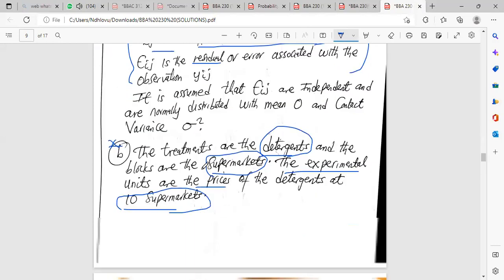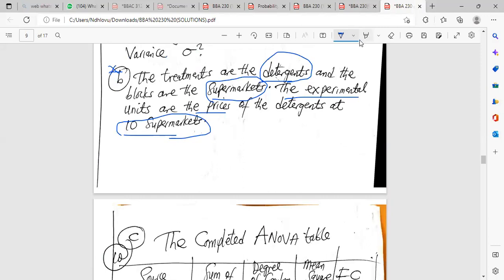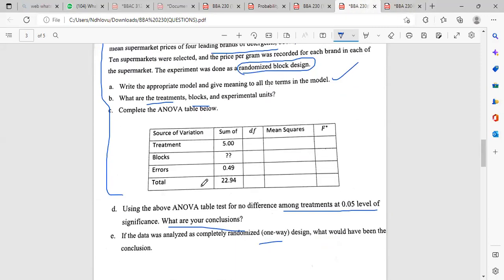All right, now let's get to part C, complete the ANOVA table. On the completion of the ANOVA table, it's not a cumbersome way to go about it, because the total should be 22.94. So you can find what is for the blocks. For the blocks it is just the subtraction, because when you add all these three parameters, the treatments, the blocks, the errors, we should get a total of 22.94. So this is what happened here in completing the ANOVA table.